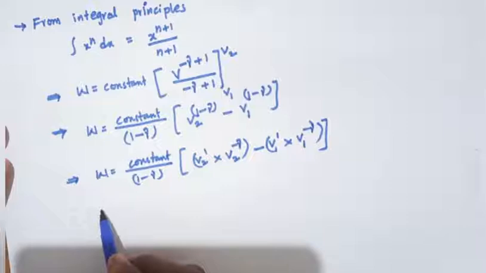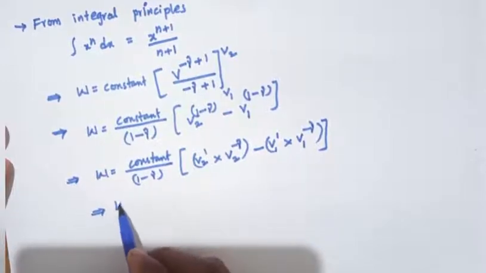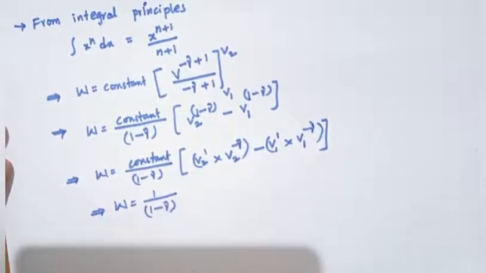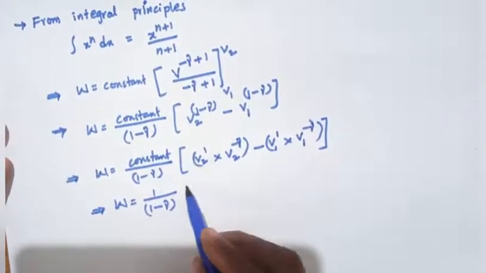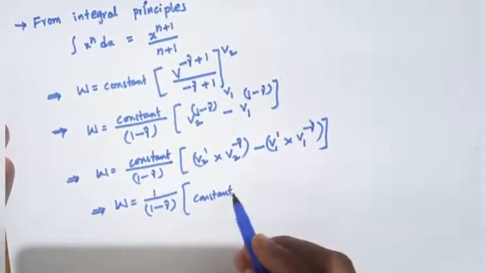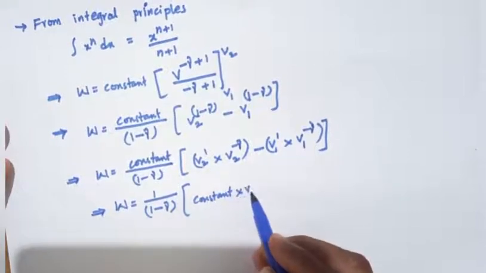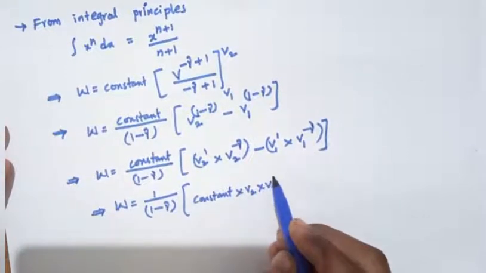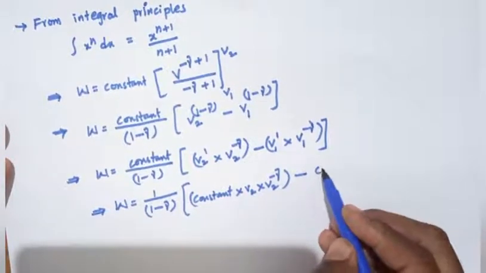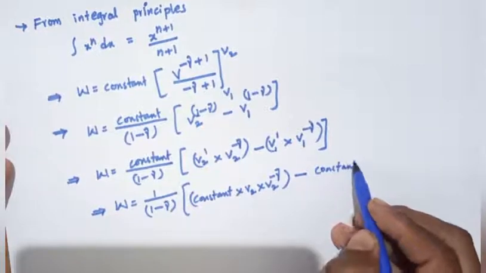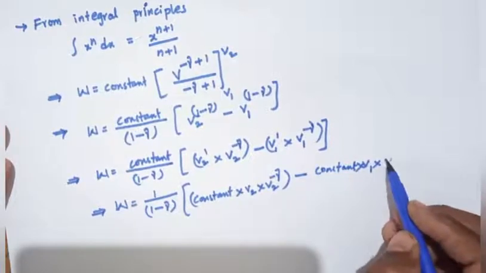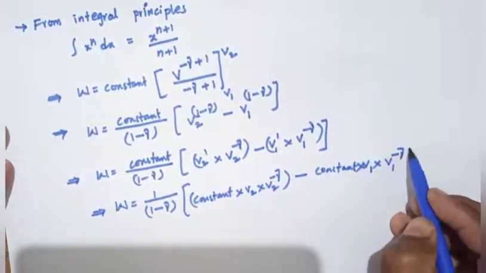So the constant is taken inside, so W equals to 1 by 1 minus gamma into constant into V2 into V2 power of minus gamma, and again constant into V1 into V1 power of minus gamma.